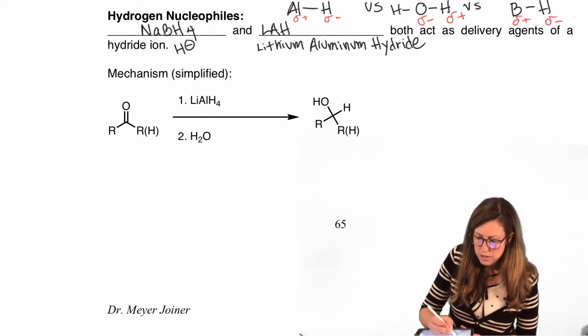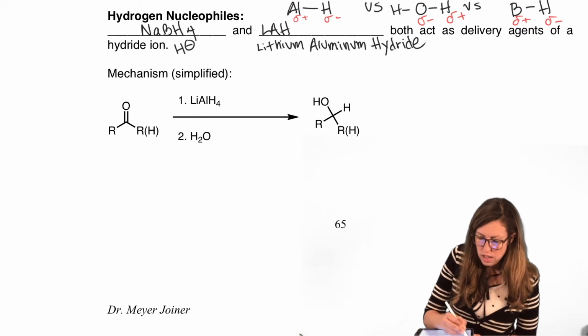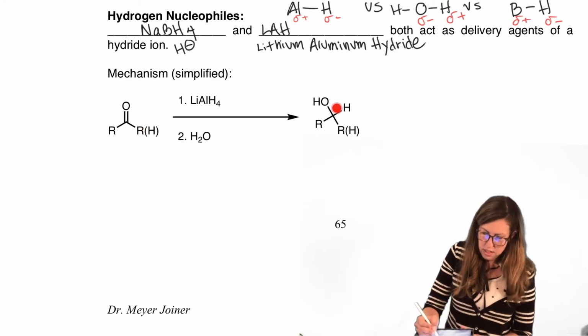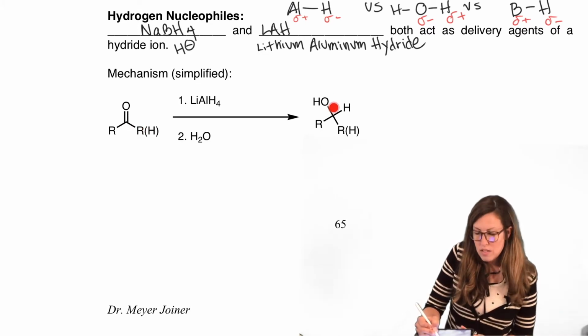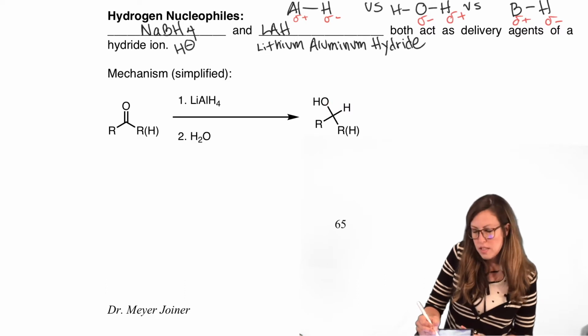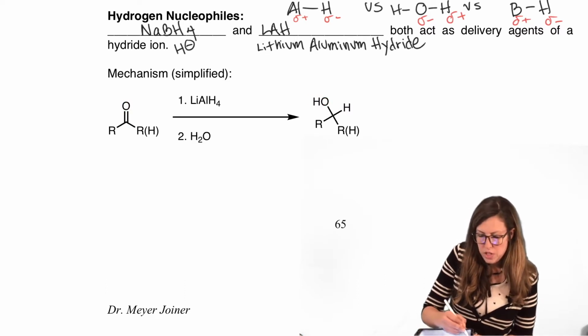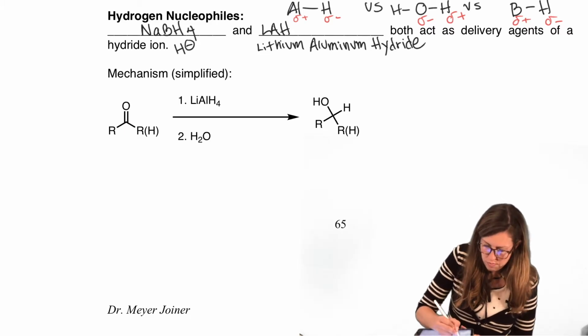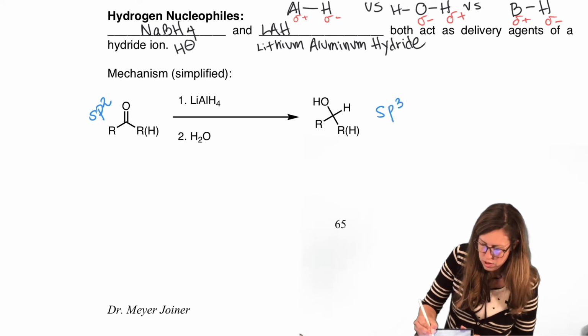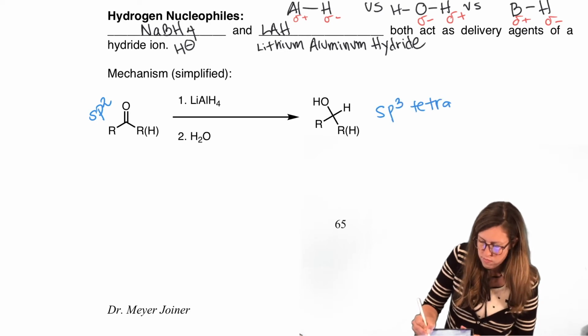So look at our product for just a second. We have our aldehyde and or ketone, and we converted it to an alcohol. So what's the new bond? The O has a bond to H, and that carbon, which used to be sp2, is now sp3 and tetrahedral. So what is that fourth bond to it? It's the H from the hydride, right?